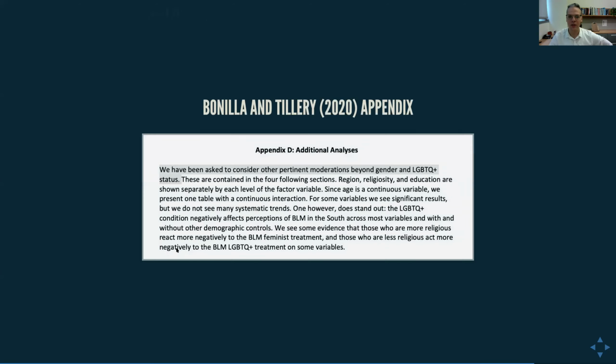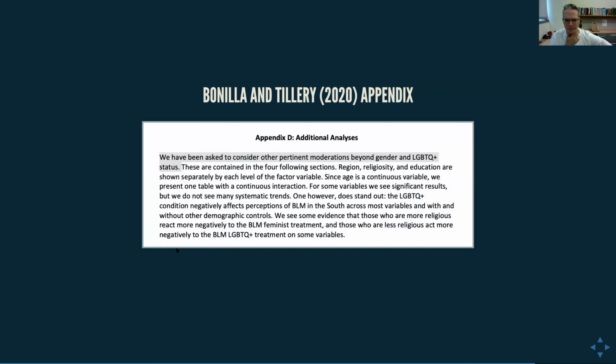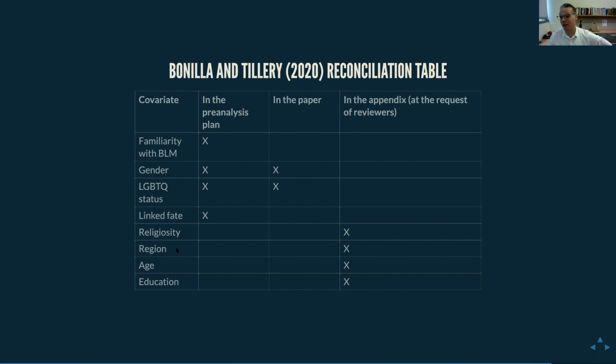What are we going to do in the case of Bonilla and Tillery? In their appendix, they say, we have been asked to consider other permanent moderators beyond gender and LGBTQ status, right? We have been asked is a nice way of saying the reviewers made us do it. So what you could do is make a table that looks like this one.